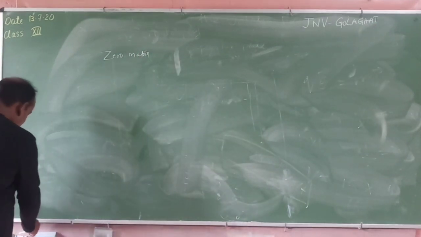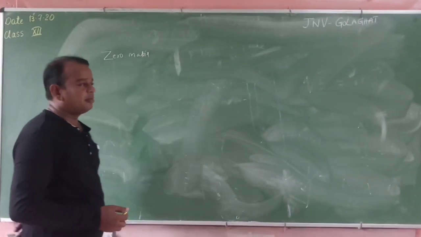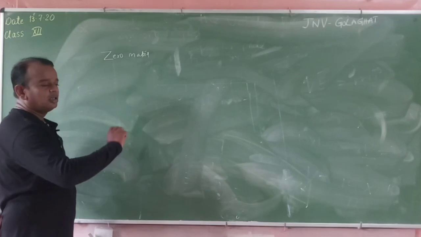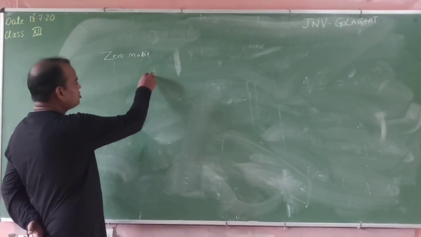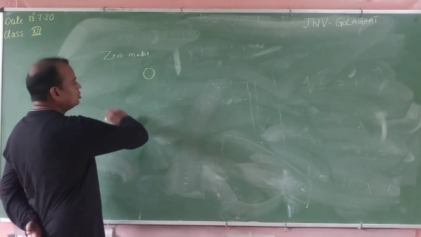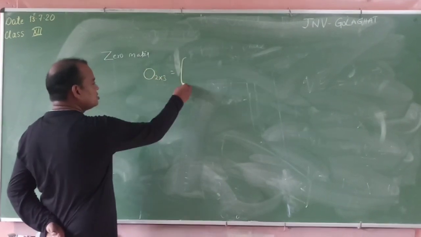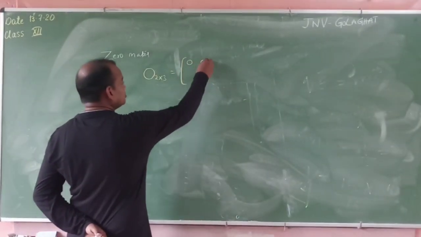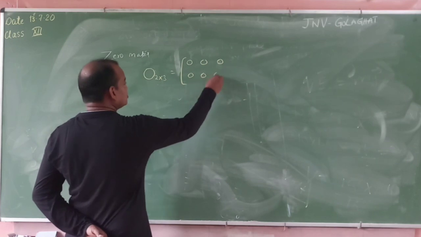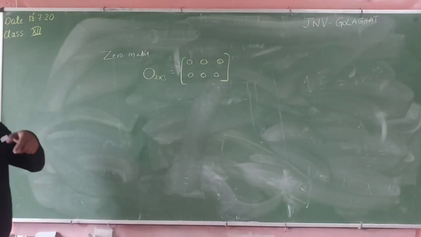Zero matrix. If every element of the matrix is equal to 0, then the matrix is said to be a zero matrix. The zero matrix is denoted by 0 of order, suppose 2 by 3. What is the meaning of that? It means 2 rows and 3 columns. This is the zero matrix.